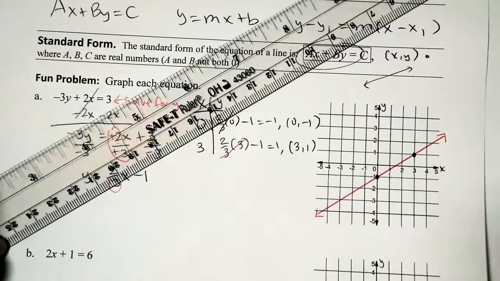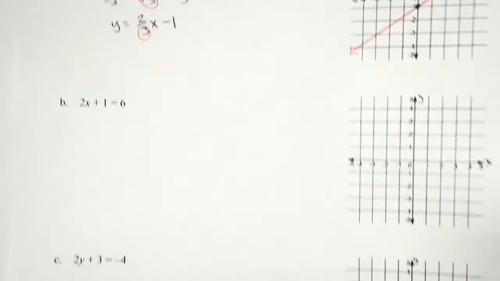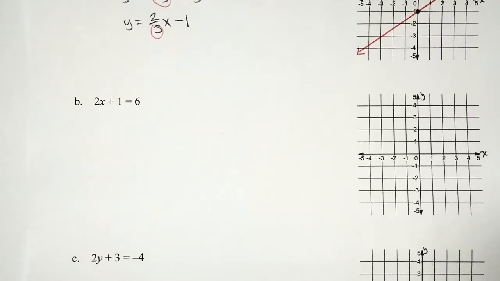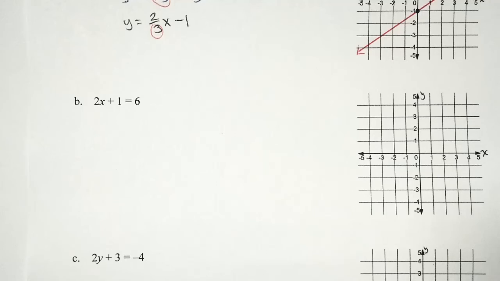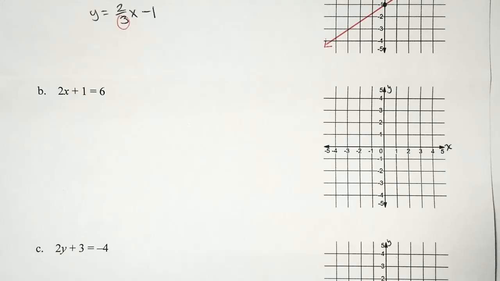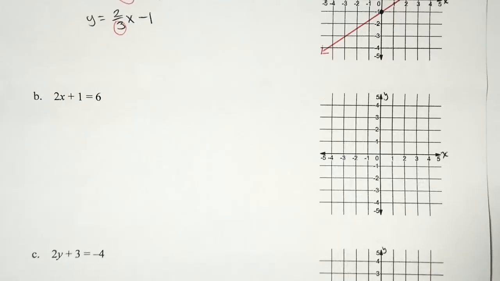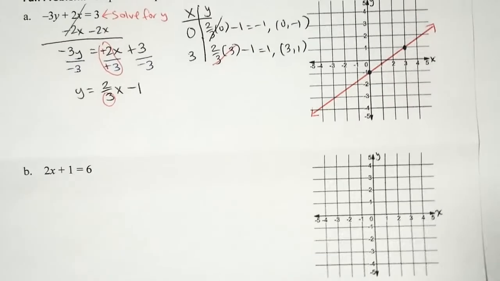All right, so that is the first problem out of how many? 3. Yeah, exactly. Let's go ahead and do this. So problem B.